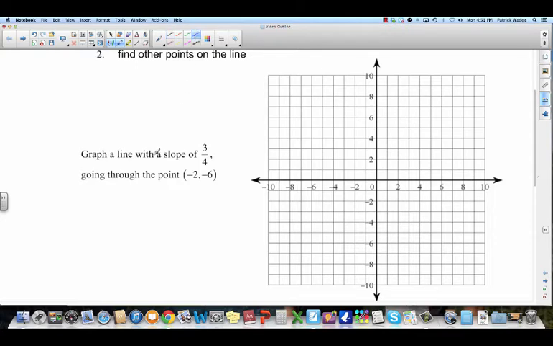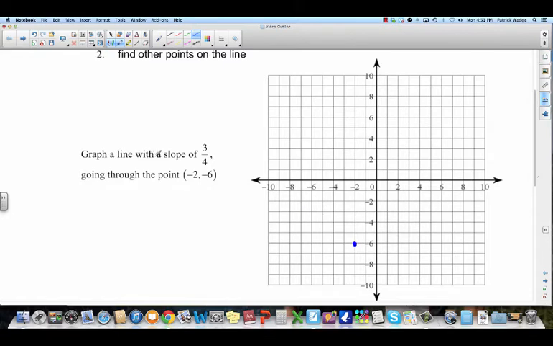Alright, what you're actually going to deal with first is not the slope because you wouldn't know where to put the slope. You're going to start with the point. So we're going to graph this point, -2, -6. That should be no problem. Start at the origin, left 2 to -2, down 6. There you go. There's our point, -2, -6.